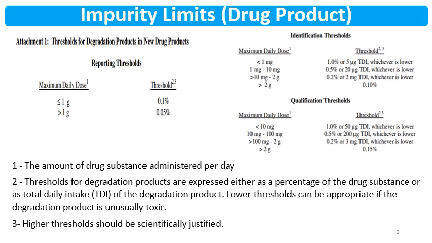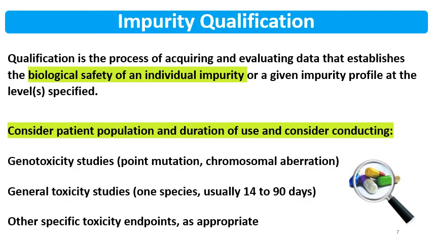Now, if your product crosses the limit of qualification, that means the impurity is required to be qualified. Like less than 10 mg dose, 10 to 100 mg dose, above 100 mg dose and below 2 gram, and above 2 gram. That time, if your impurity crosses these limits, you have to qualify the impurity. Then what is the meaning of qualification? We should understand this in very detail.